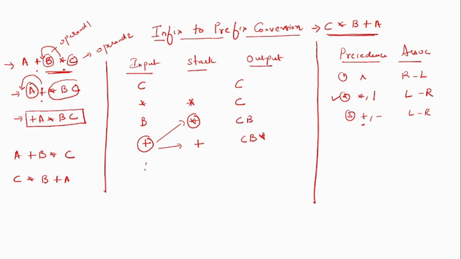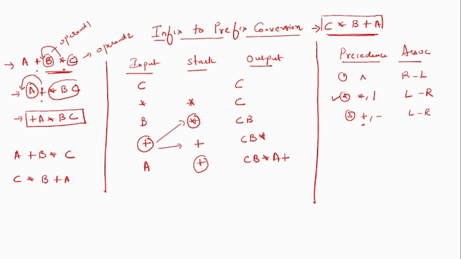After plus, I have A now, right? The operator in the stack is just plus. I will write C, B, star, A. Now we have evaluated this whole expression completely, right? Therefore, the operator that is left in the stack is plus. We pop this operator out of the stack.